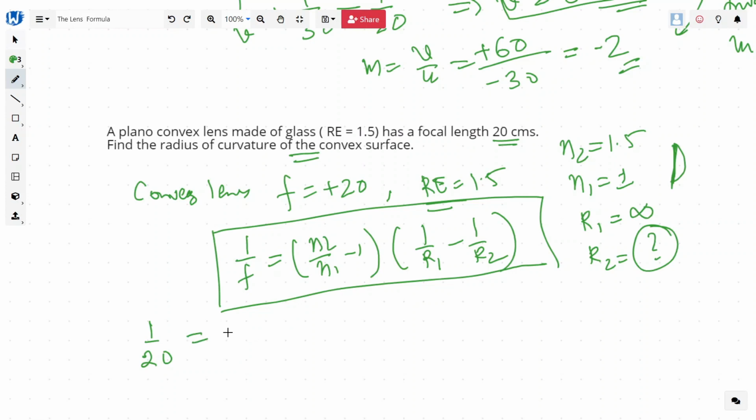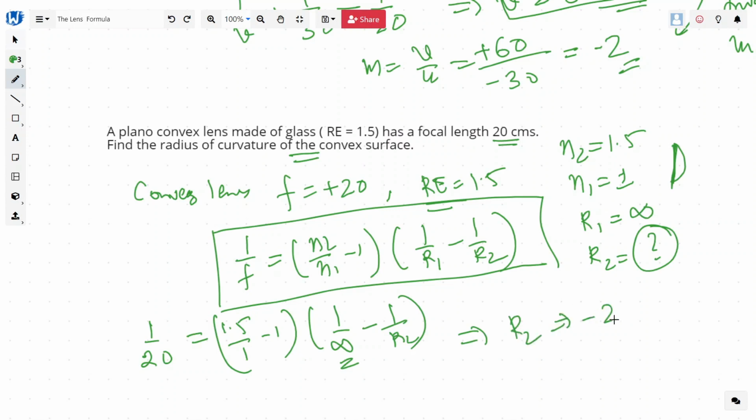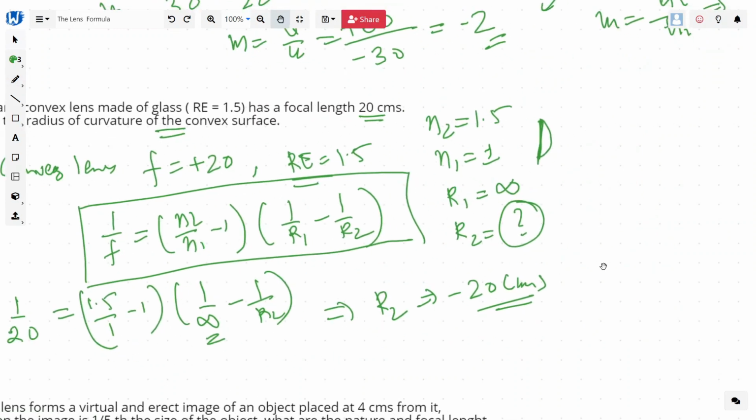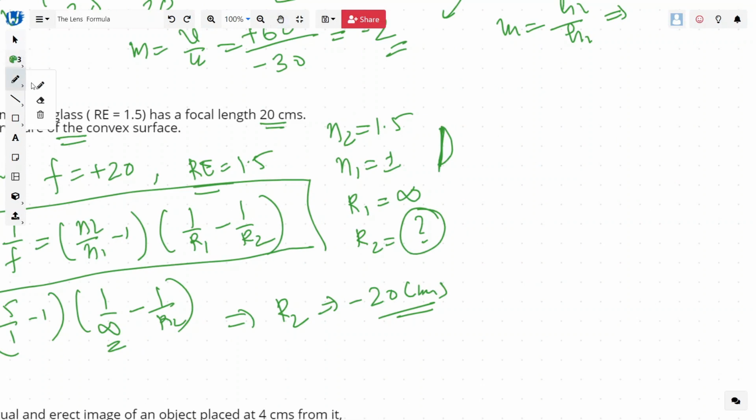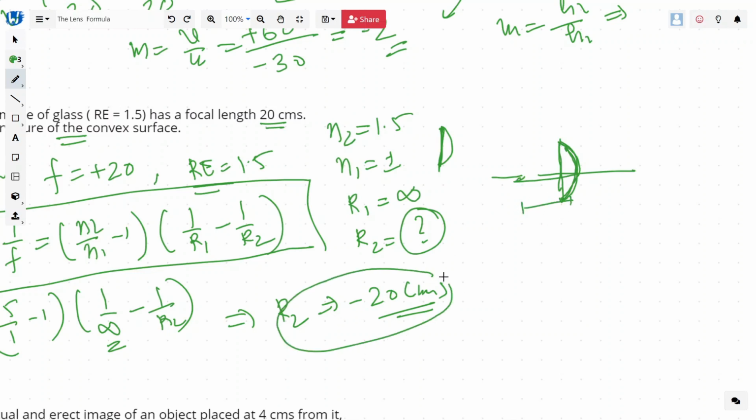N2 is 1.5 by 1 minus 1, right, into 1 by R1 is infinity minus R2, we don't know, right? This means this will become 0, and when you solve for the R2, basically we get minus 20 centimeters. Okay, so when we have this negative R, right, so it's a planar convex lens, and as we assumed that it is on this side, right, so hence look in the sign convention, R2 is coming negative, right, so it means on this side, right, so hence our assumptions are true. R2 is minus 20 centimeters or 20 centimeters in this case.